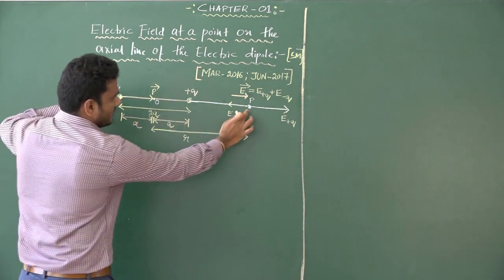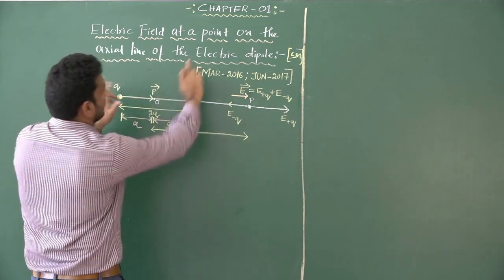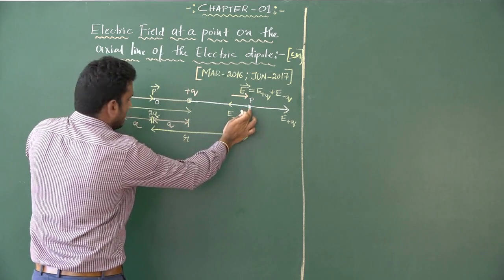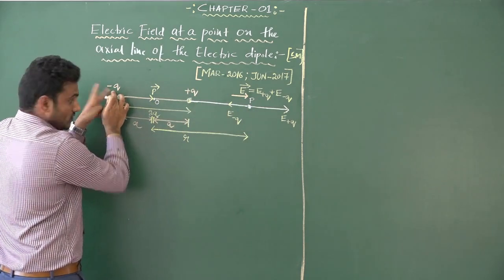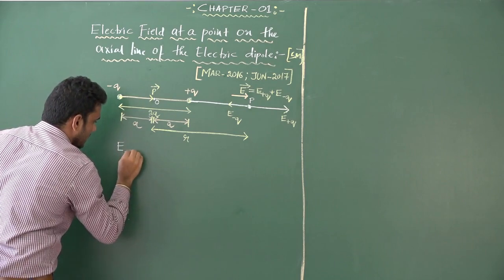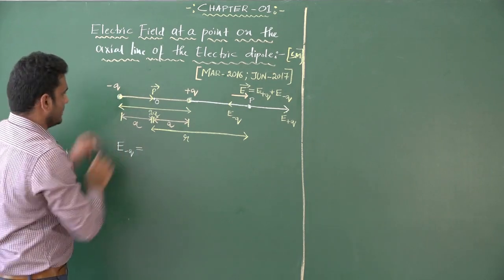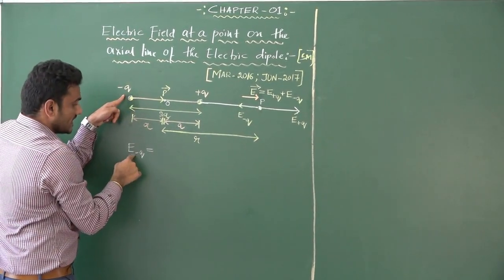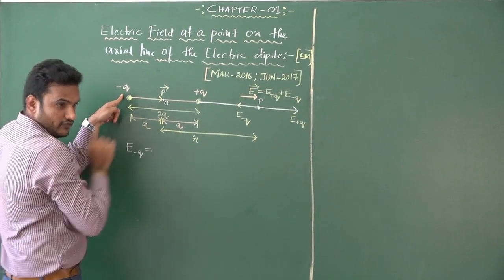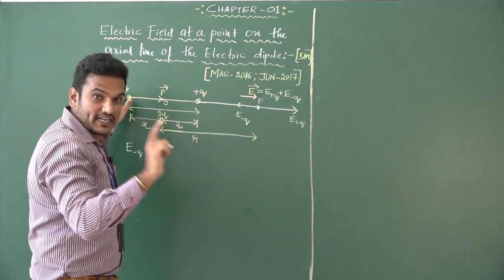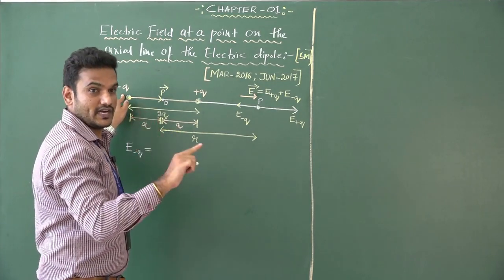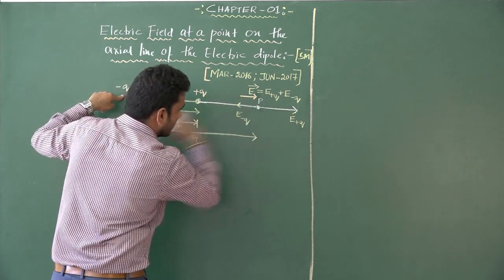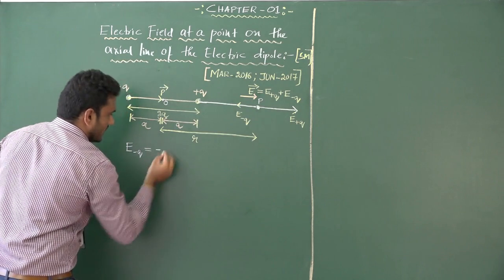Now our intention is to find the electric field at a point P due to the electric dipole. This is the electric dipole. The electric field at point P due to the negative charge, that is minus q, can be written as E minus q. We know that the direction of the electric field in the case of a negative source charge is directed inwards. Look at the direction. Since we are talking about the negative charge, I will write minus.